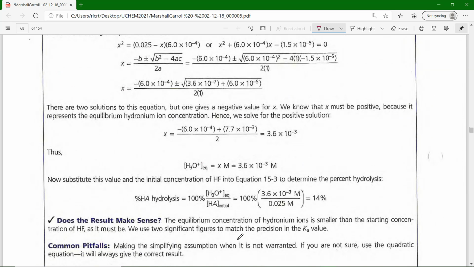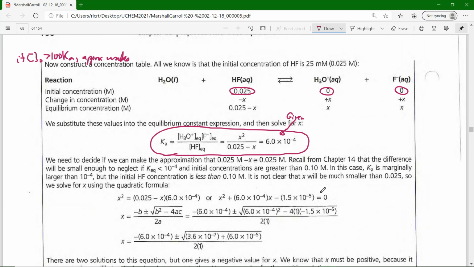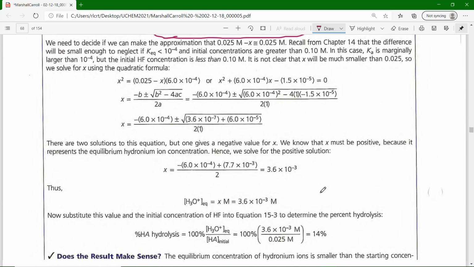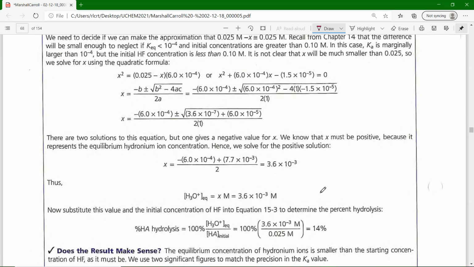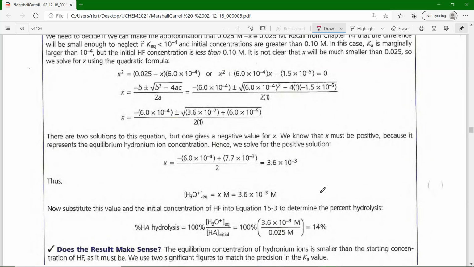And so then my percent hydrolysis is 100 times 3.6 by 10 to the minus 3 divided by 0.025. So 14% hydrolyzed. So that's a big percentage in the world of weak acid stuff. My F minus would also be 3.6 by 10 to the minus 3, and my HF would be 0.025 minus 3.6 by 10 to the minus 3. And then you could check and see you get Ka.